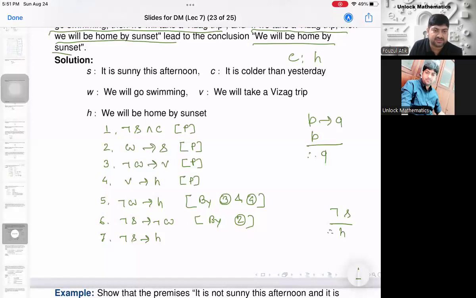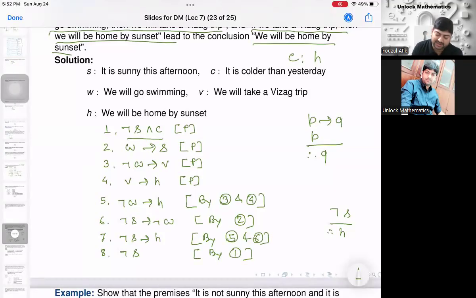How do I get not S? Okay, let me write the reason first: by number 5 and 6. And then I need somehow not S. How do I get not S? Yes, from number 1, I have not S and C, so I can simply extract not S by the simplification rule of inference.